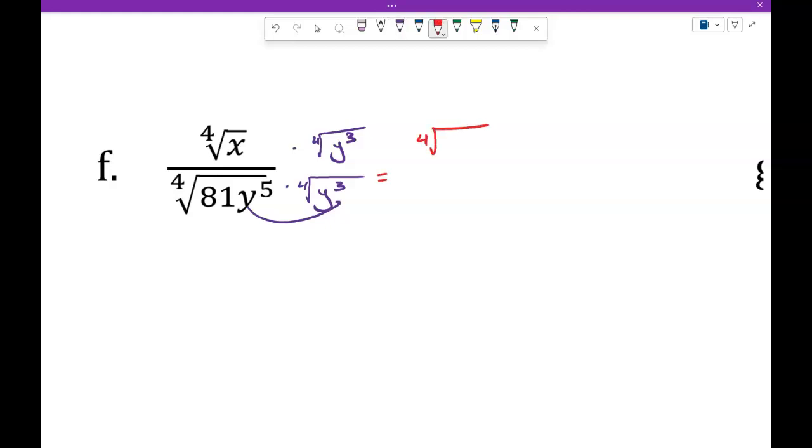This leaves us with fourth root of x, y to the third in the numerator. Then we have 81y to the eighth in the denominator. The fourth root of 81 is 3, and then fourth root of y to the eighth is y squared.